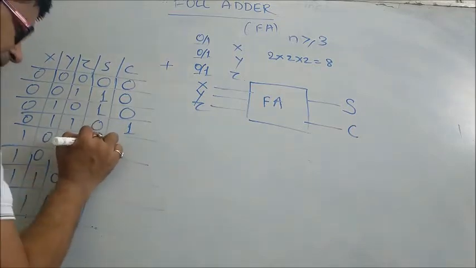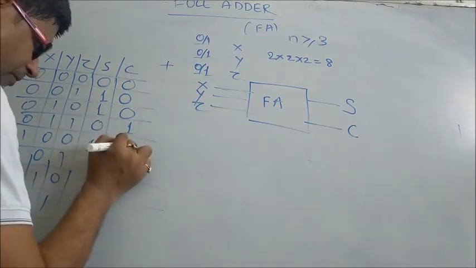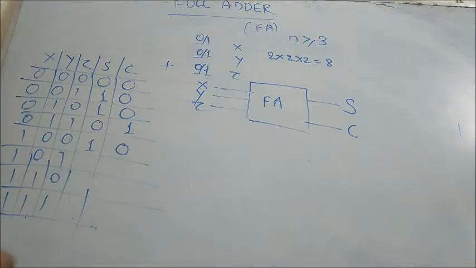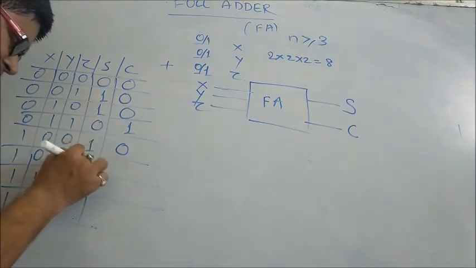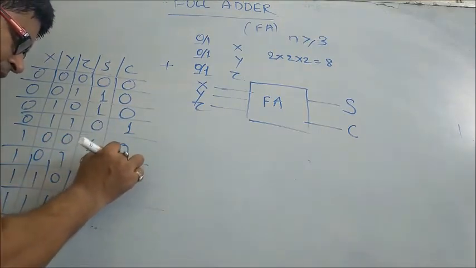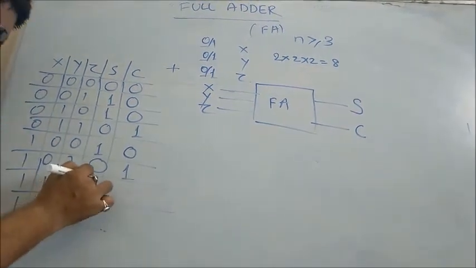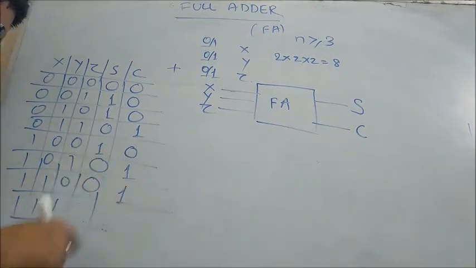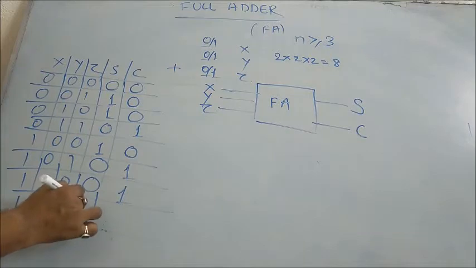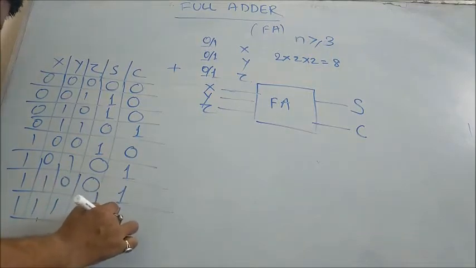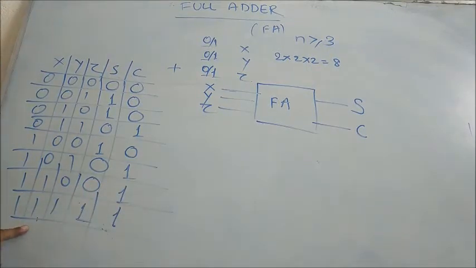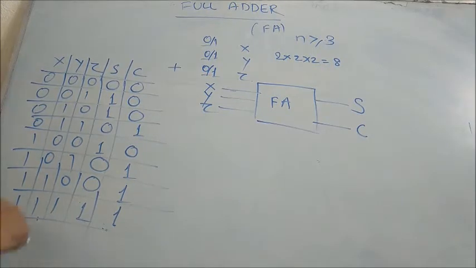1 0 0 will give sum 1, carry 0. Okay. 1 0 1: sum will be 0, carry will be 1. Next case, sum will be 0, carry will be 1. The last case, sum will be 1 and carry will be 1. How? 1 plus 1 is 0 with carry 1, and 0 plus 1 is 1. So sum will be 1 and carry will be 1.